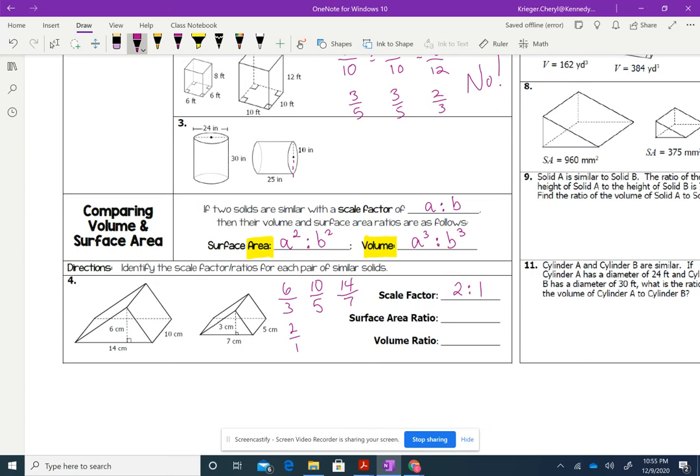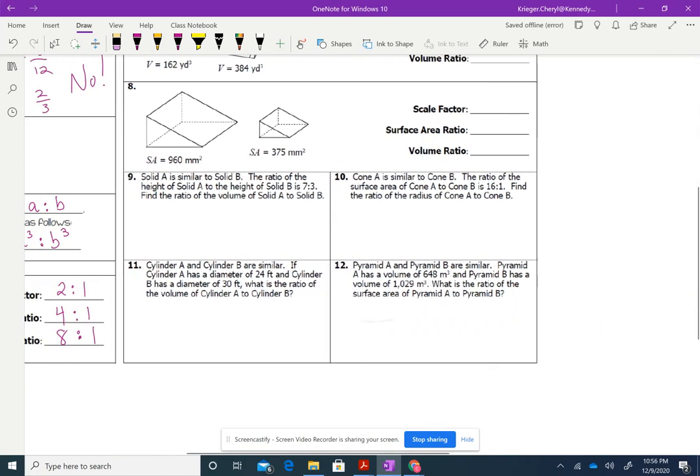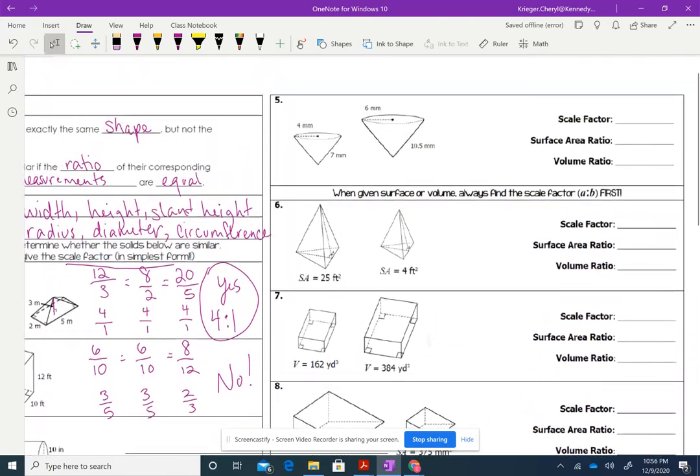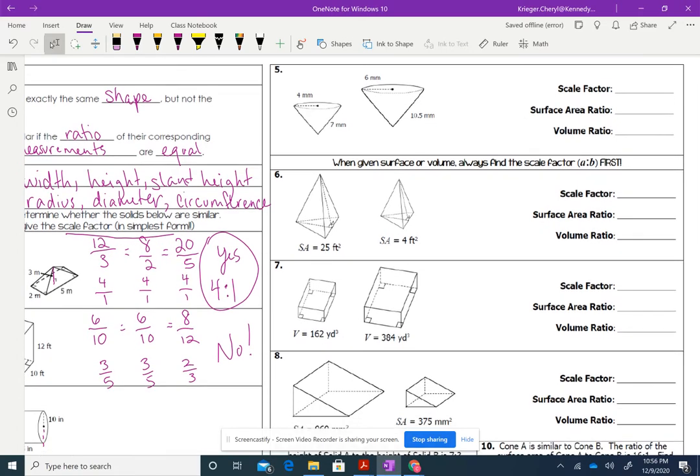So the surface area ratio would be these numbers squared. So 2 squared is 4, and 1 squared is 1, right? And if it's the volume ratio, we cube these numbers. So we would cube these, and we would do 2 cubed is 8, and 1 cubed is still 1. Okay. Hopefully that's not too confusing. I know that one wasn't a good example with the scale factor of 1. I'll do another example.